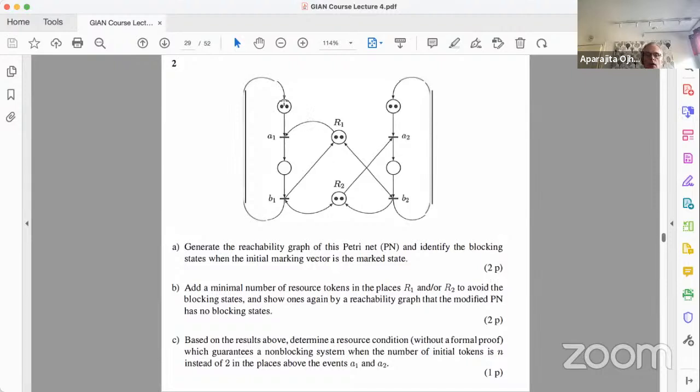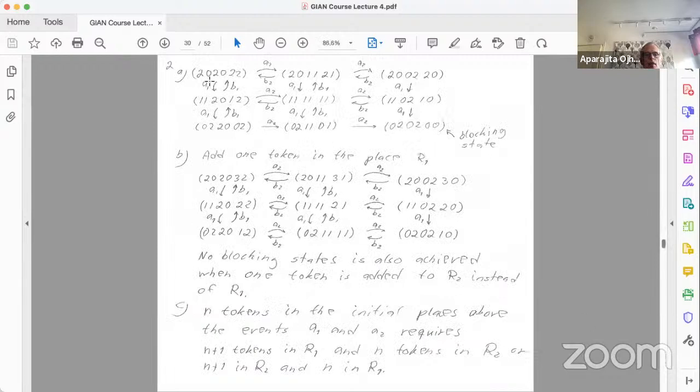Okay, sorry. You could see that here I have 2 tokens in the first place and none in the second place, and the same for the second sequence. So here you have the tokens in the left sequence and in the right sequence, and here you have the number of tokens in the 2 resources R1 and R2. And going through here, we find that there are 9 states in total.